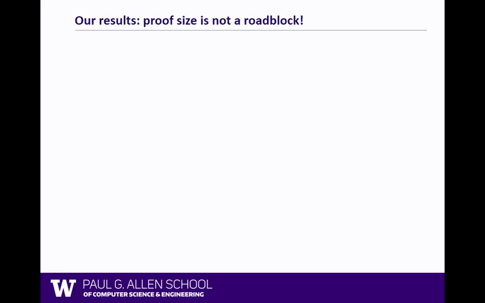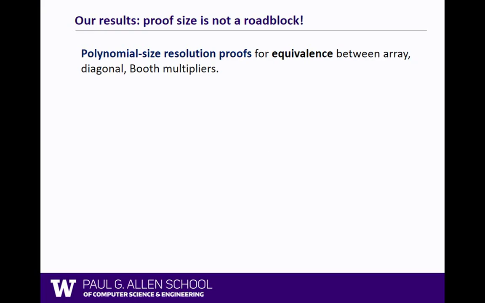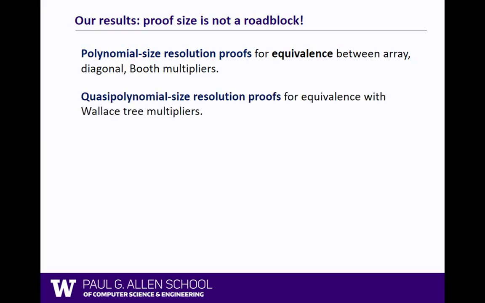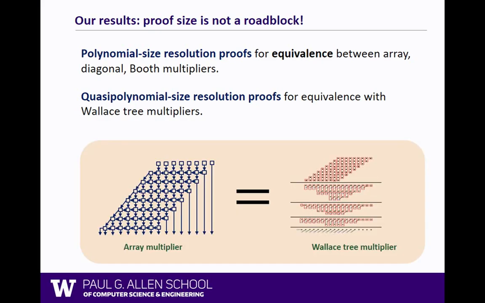In terms of equivalence checking, we also obtain results that give polynomial size proofs for the equivalence between array and diagonal and Booth multipliers. And if we are trying to figure out equivalence with a Wallace tree multiplier, the proofs are quasi-polynomially large. Okay, so those are our results.